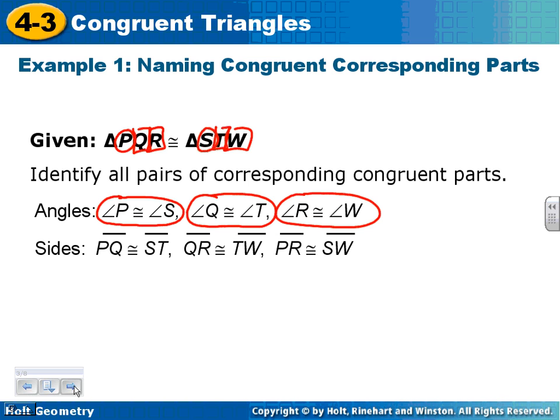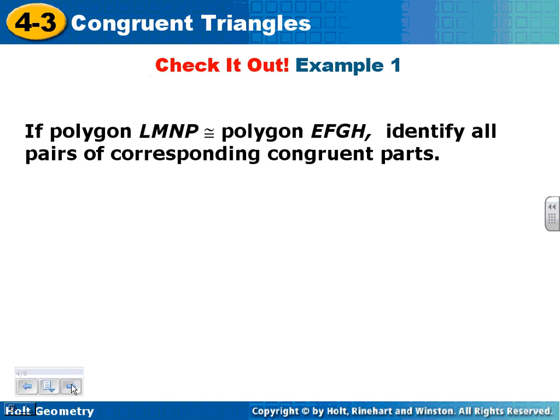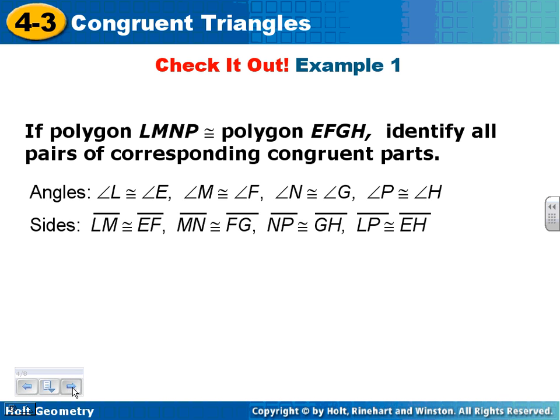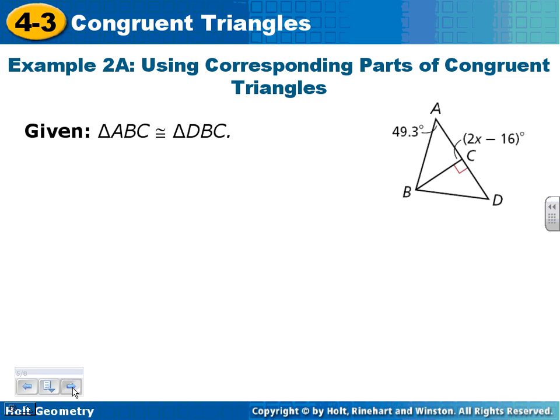And the same thing holds true with the sides. So again, to be congruent, all 3 angles are congruent, and all 3 sides are congruent to each other. With this one, you now have a polygon with 4 sides and with 4 angles. So now instead of 6 congruent parts like what we have in a triangle, we have 8 congruent parts. 4 angles and 4 sides. Let's get some examples in here.